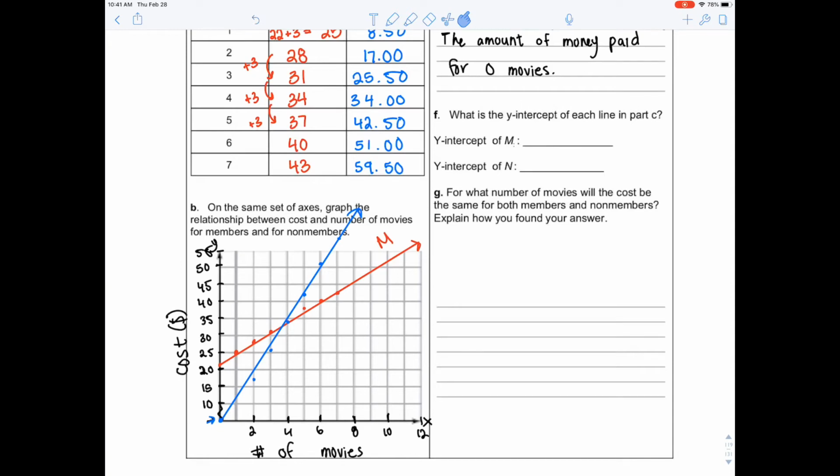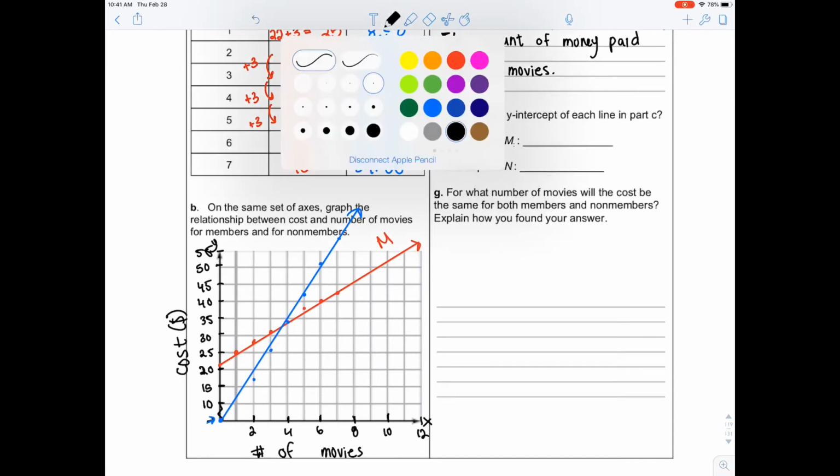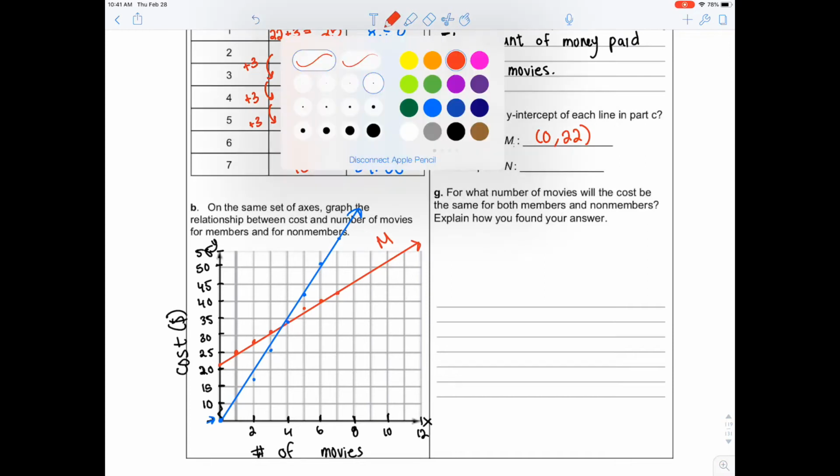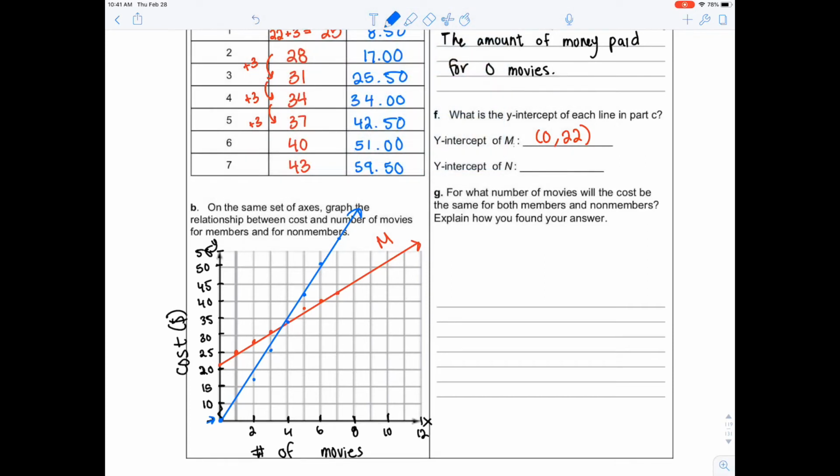And then here they actually ask, what are the y-intercepts? Well, the y-intercept for the members is (0, 22), right? That's what we wrote in our table here. And then the y-intercept for non-members is actually going to be (0, 0).